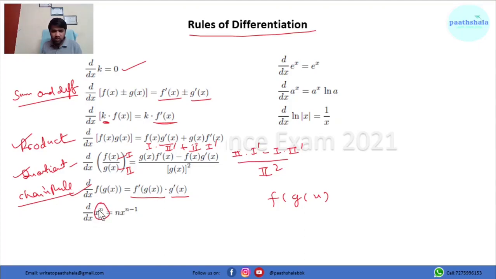This is a very simple formula: d/dx of x to the power n. Here n comes in the beginning, and in the power 1 gets subtracted. So d/dx of x to the power n becomes n x to the power n minus 1. Then the next formula is d/dx of e to the power x. It's very simple because the differentiation remains the same. But this formula is very important: d/dx of a to the power x is a to the power x ln a.